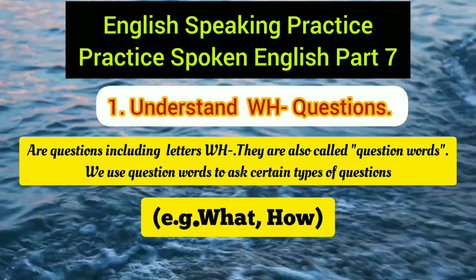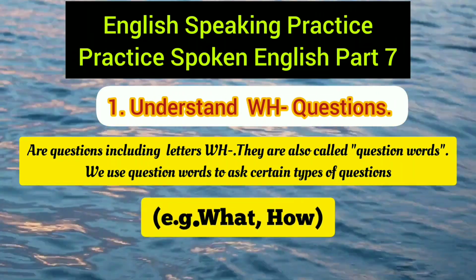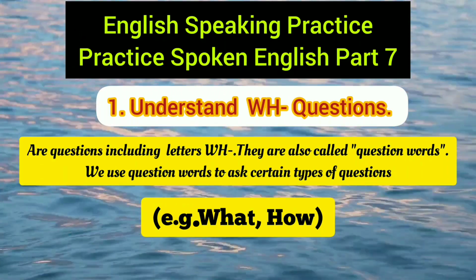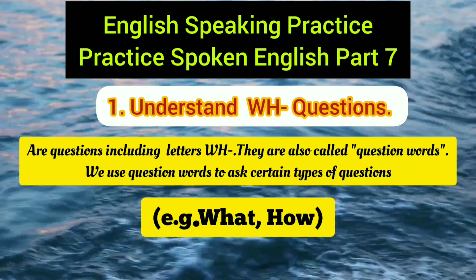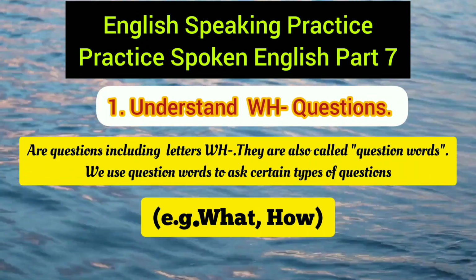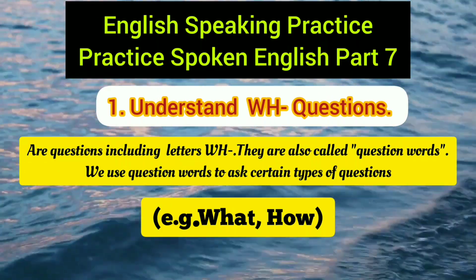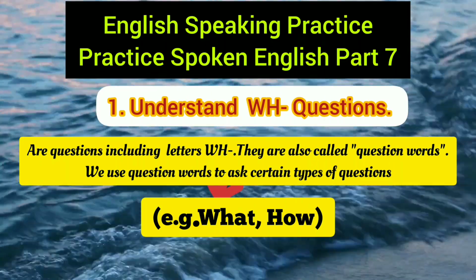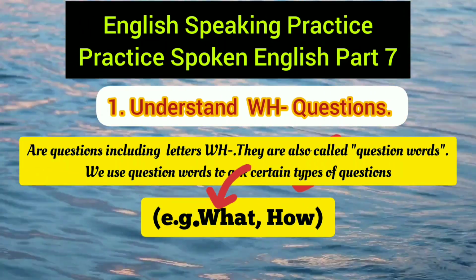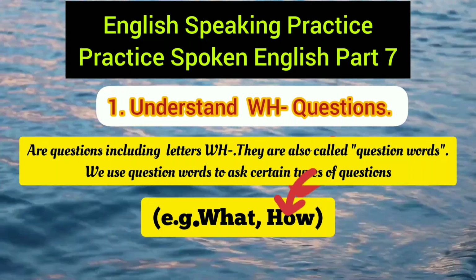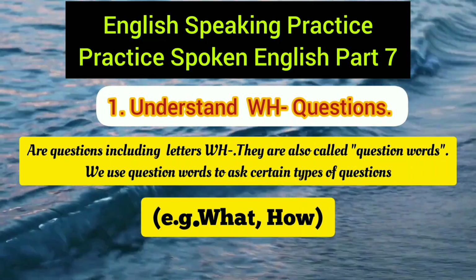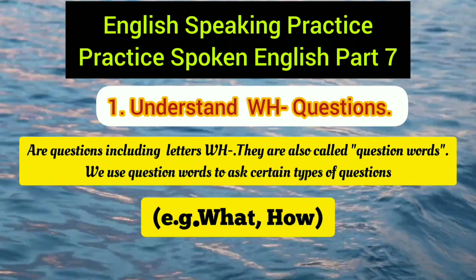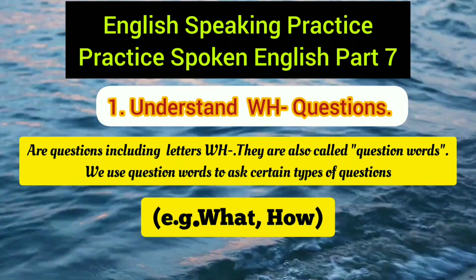Let us see an example, as you see on your screen, what and how. These two are WH words and they are used to frame WH questions, right? Here you see that both of the letters WH are present in these two particular WH words. What, you have WH, and how, there also you have WH, right? So I hope it's crystal clear how to frame them and exactly why they are called WH questions, because they have these two letters WH.